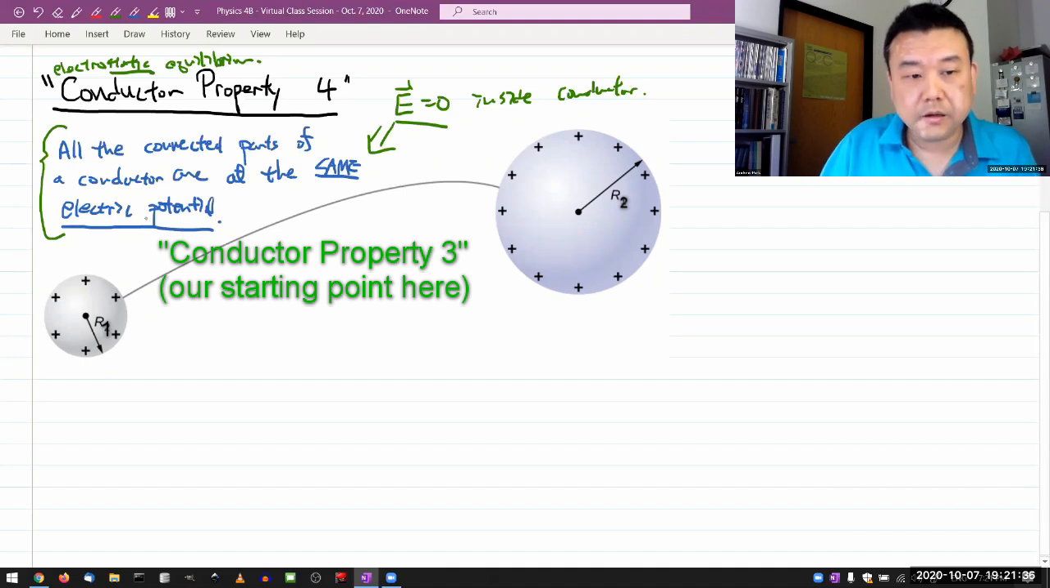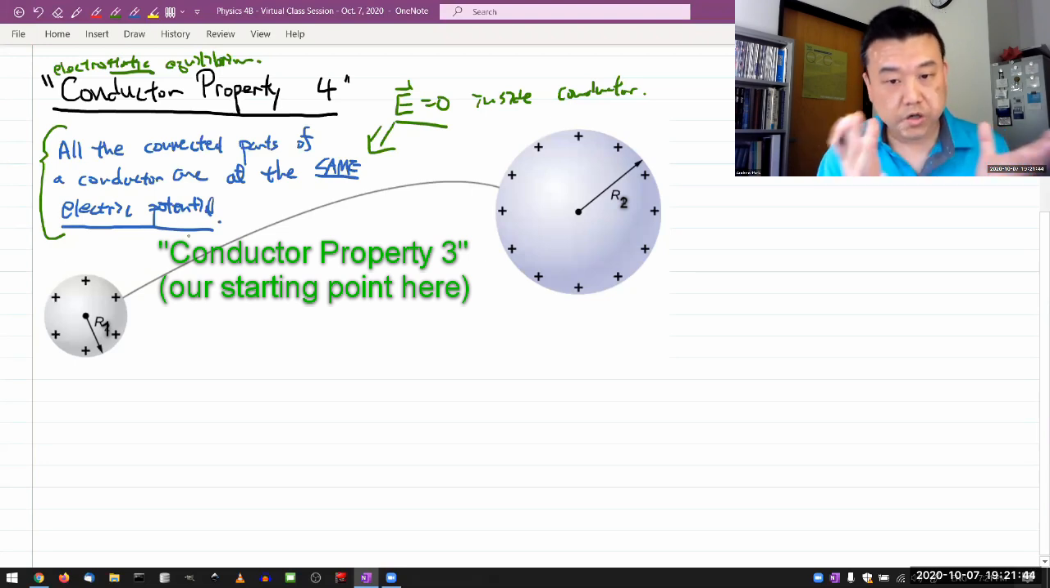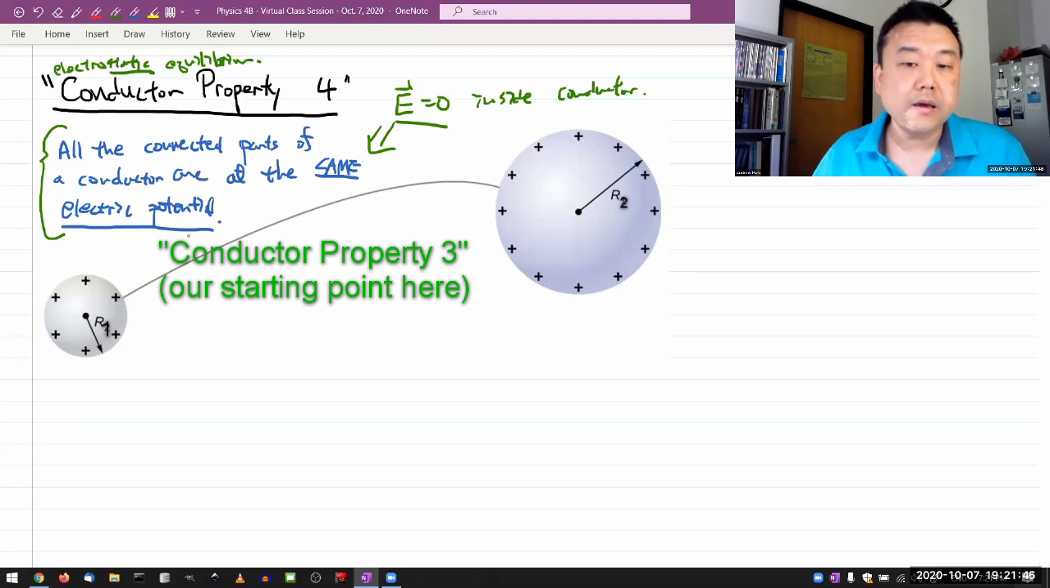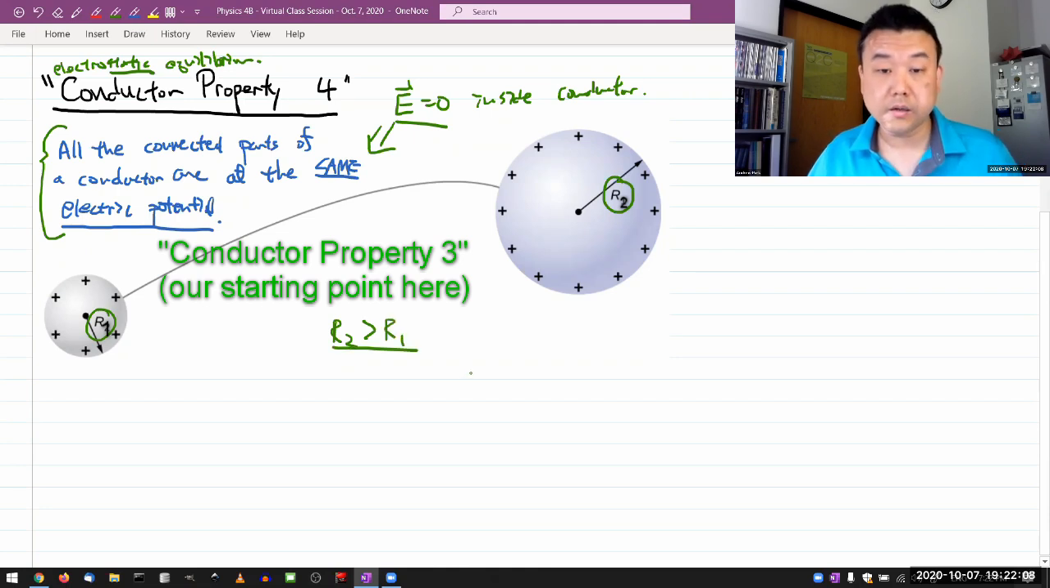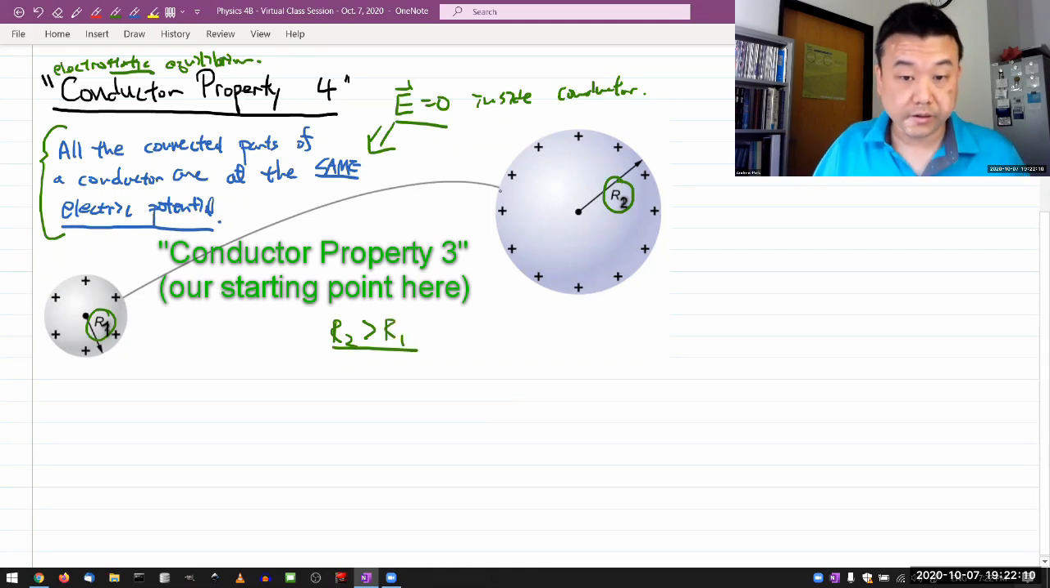So this is the starting place for us here. And the situation I would like to investigate is, let's say we have two conductors, one of one radius, R2, one of another radius, R1, where R2 is greater than R1. We connect these two electrically. This is a conducting wire.